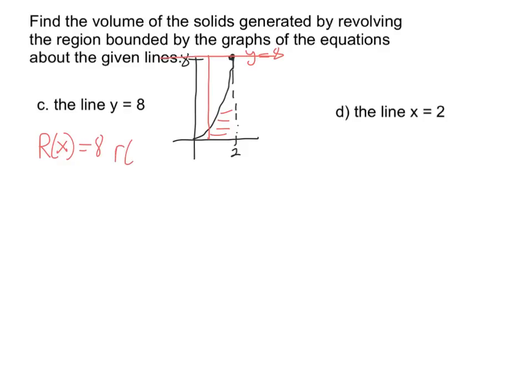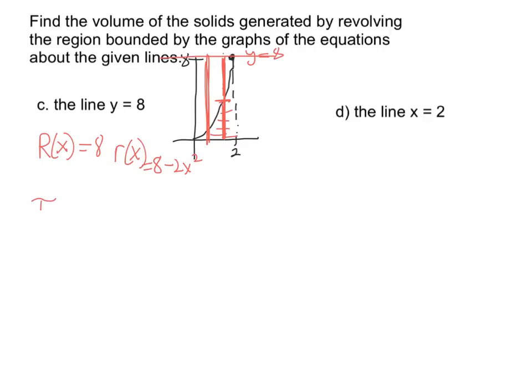Now the inner radius, the smaller radius, would be this right here. And this is what I'm trying to come up with, right? So if I take this one minus this one, I get here. So this right here would be 8 minus my function. So this will be equal to 8 minus 2x squared. Okay, so I'm revolving it around y equals. That's the same orientation as the x-axis.